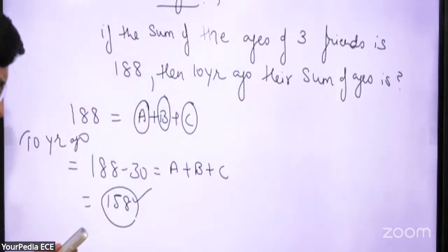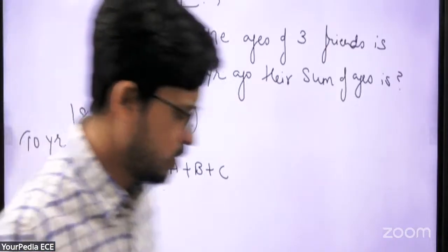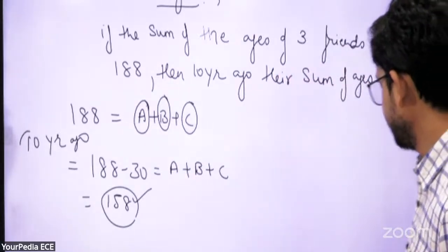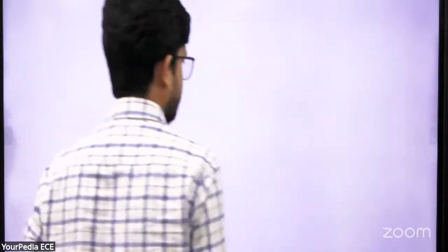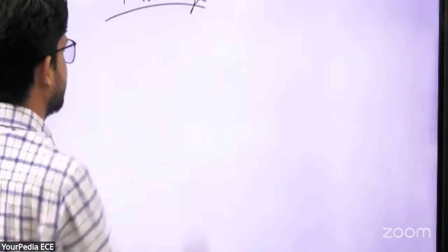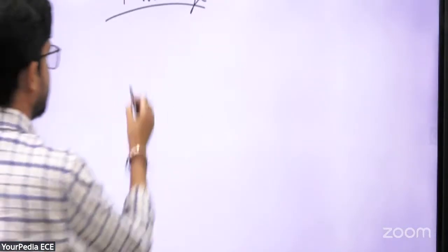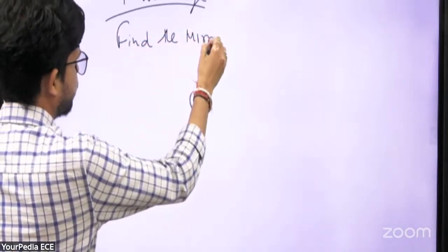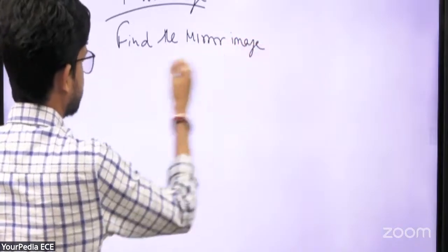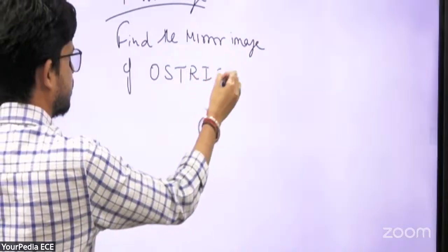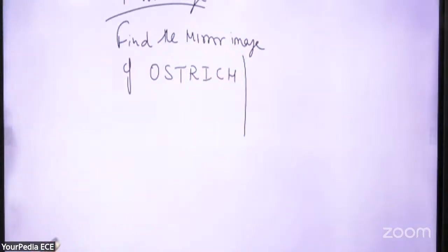So I get a new question right now. The question is related to the mirror image. Mirror image is very important for every exam. He is saying find the mirror image of OSTRICH. So what do you have to do for the mirror image?